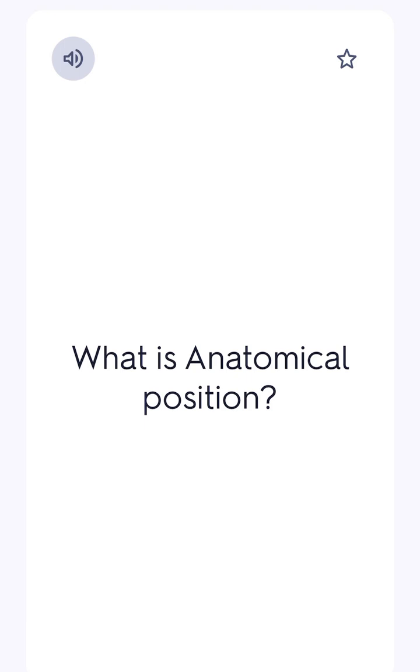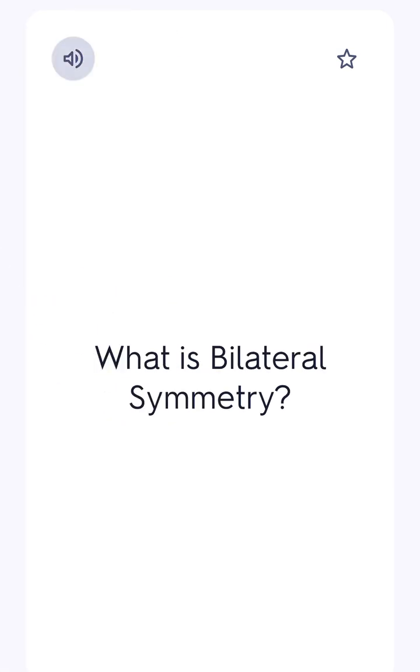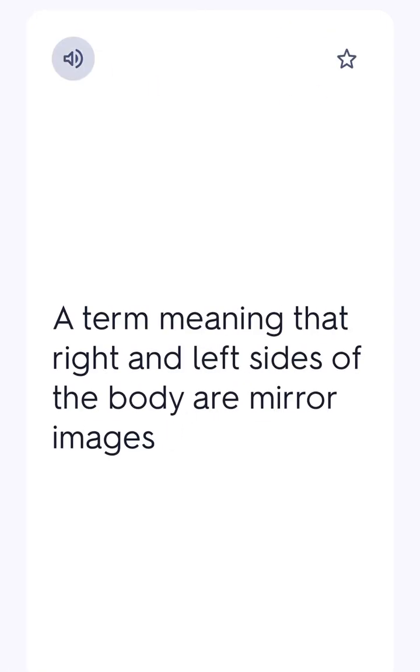What is anatomical position? Body erect with arms at sides, palms forward, head and feet pointing forward. What is bilateral symmetry? A term meaning that right and left sides of the body are mirror images.